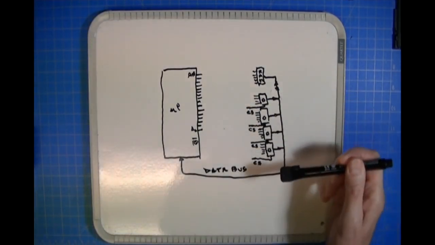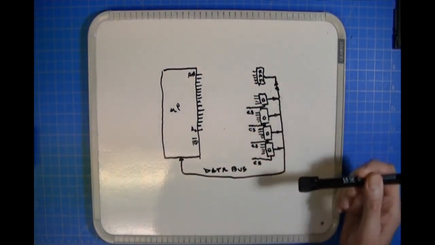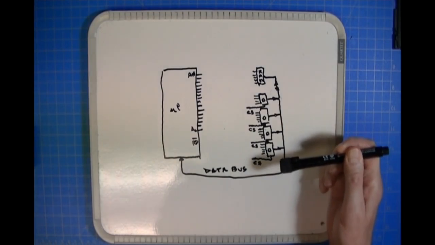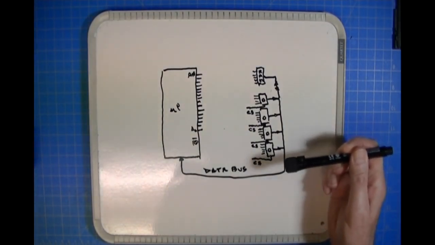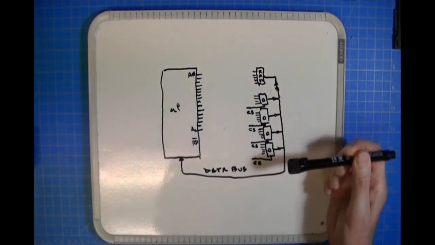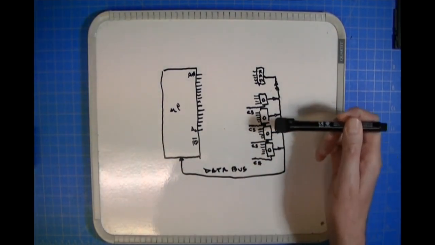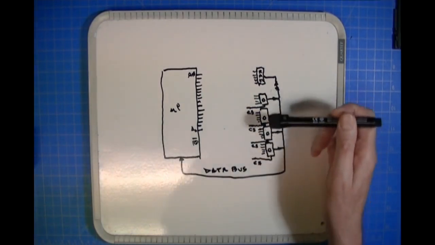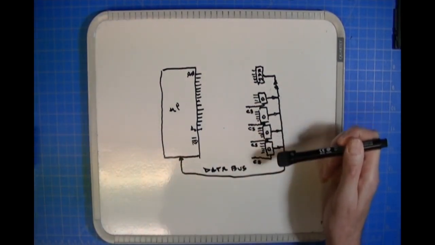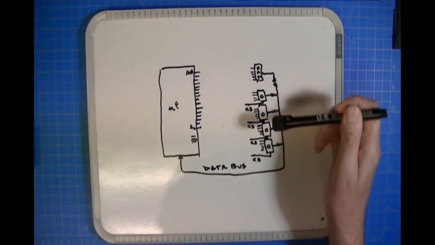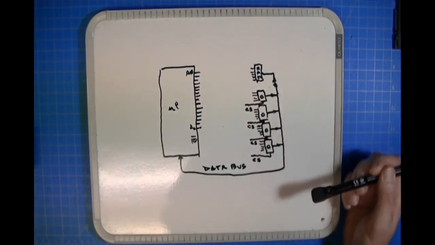Okay, the reason I have drawn 4 EPROMs is I'm going to assume that this application requires the code that was written for it to fit in not 1, not 2, not 3, but 4 EPROMs. And let's say these are 2K EPROMs. So there's an 8K program.